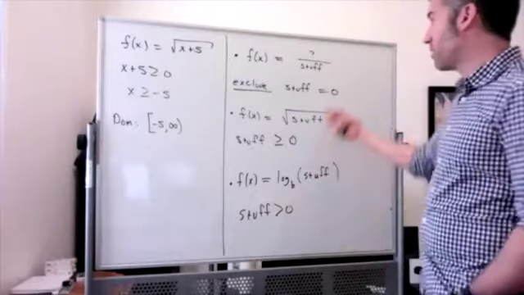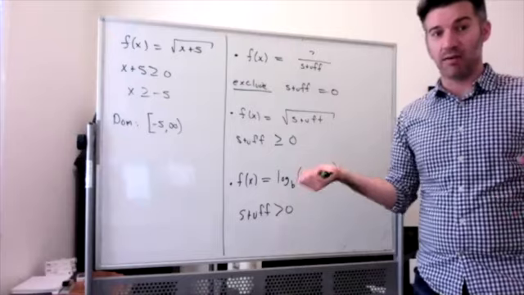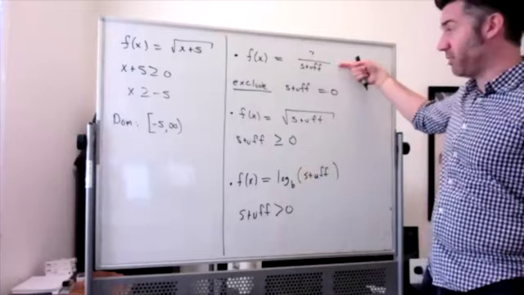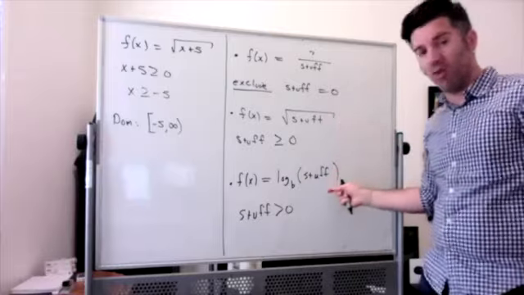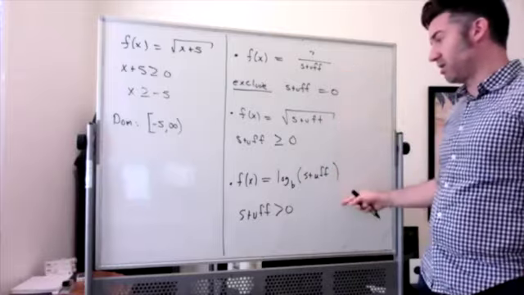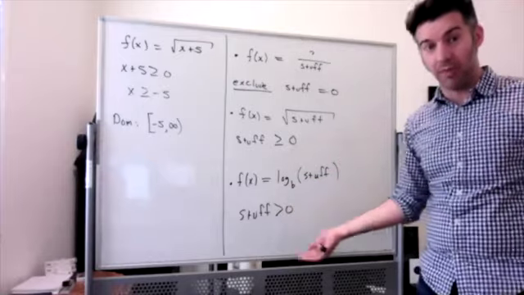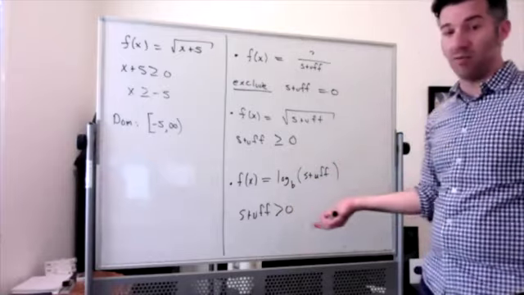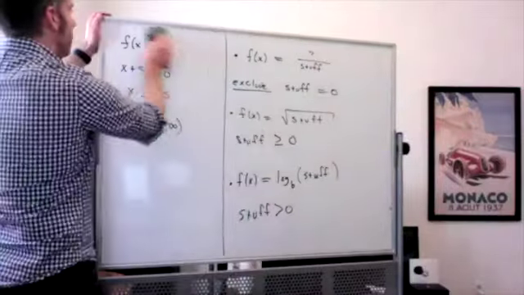So those are the 3 things I'm always looking for if someone asks me about domain. Is there a place where I might be dividing by 0? Is there a place where I might be taking a square root? Is there a place where I have a logarithm? Any of those 3 things should set off your sense and be like, oh, I need to do something because there is a domain restriction. So let's look at this next problem.